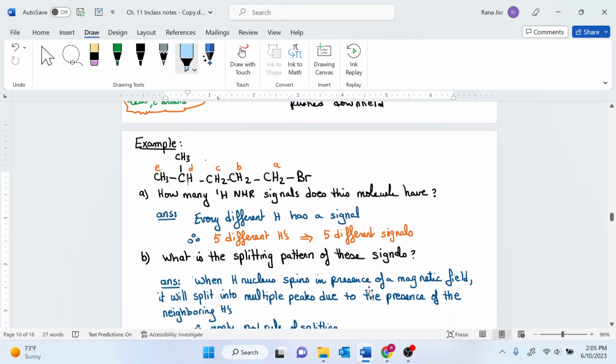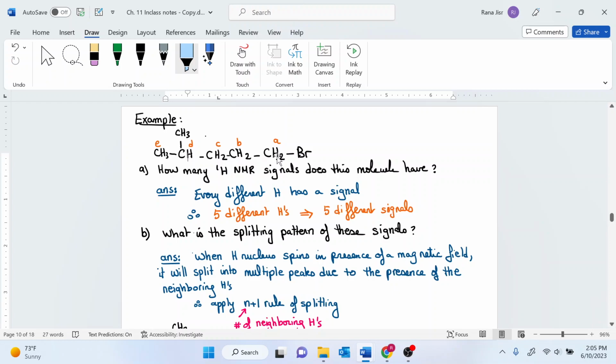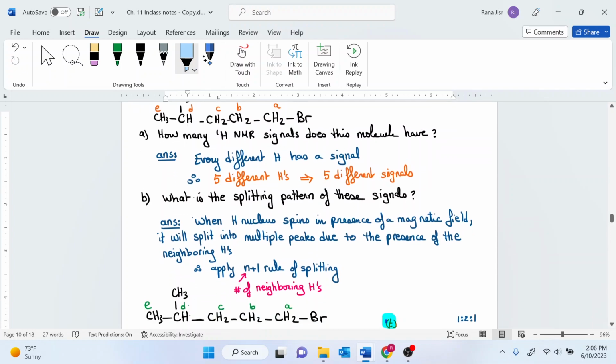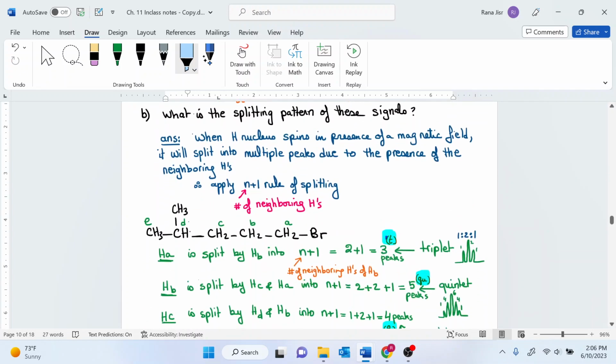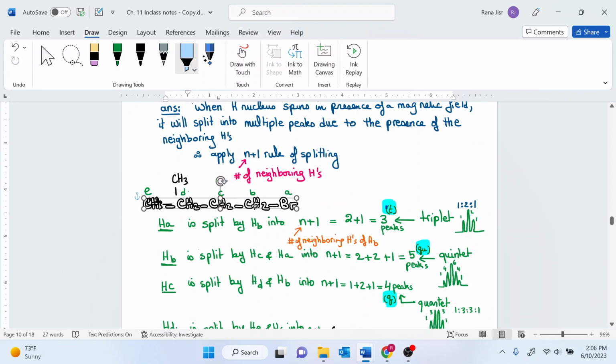Now the splitting pattern of these signals. The splitting pattern is whenever the hydrogen is resonating, it's spinning. What's going to affect its spinning pattern is the neighboring hydrogen. So that neighboring hydrogen will split the existing hydrogen into n+1 peaks. Let's have an example. So hydrogen A has 2 hydrogens, but I don't care about how many hydrogens it has when I talk about spinning and splitting in this case. I need to look at its neighbor, and its neighbor is hydrogen B.